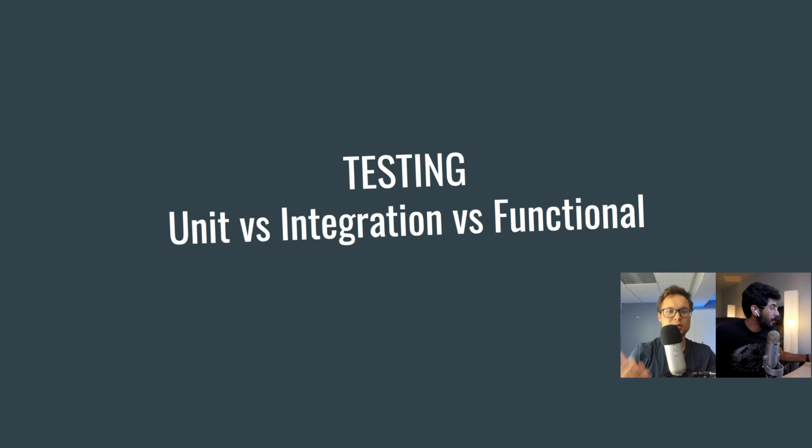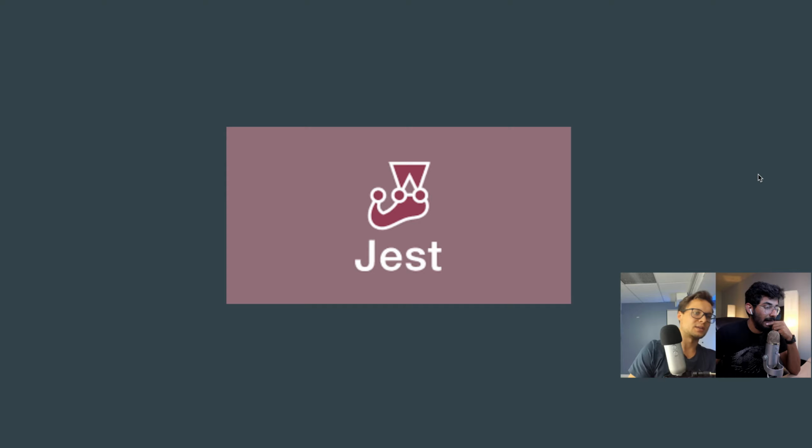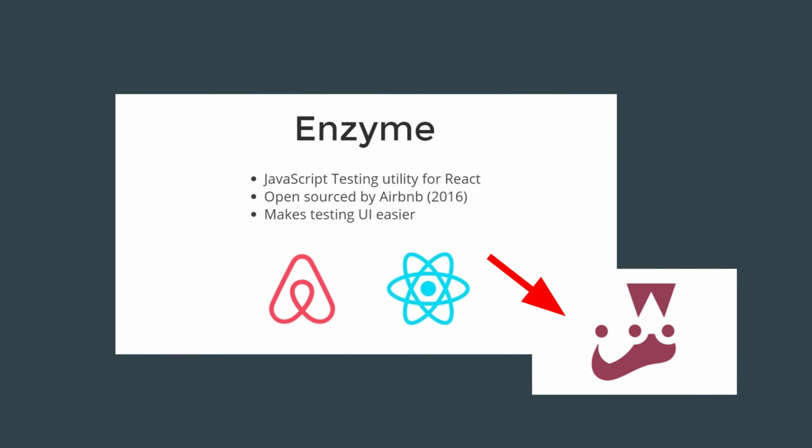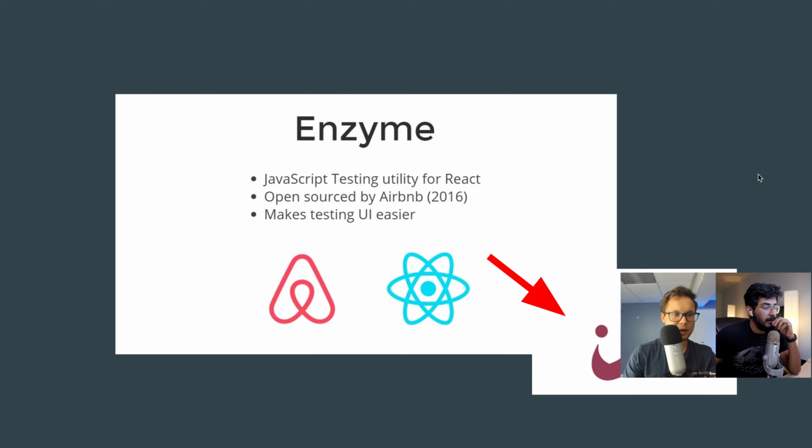Yeah, so obviously there's three types of testing we have. Number 1, unit testing. Number 2, integration testing, and then 3, functional testing. So Jest is definitely one of the testing frameworks that you can use, for example, with React. And then if we keep going, Enzyme, right?